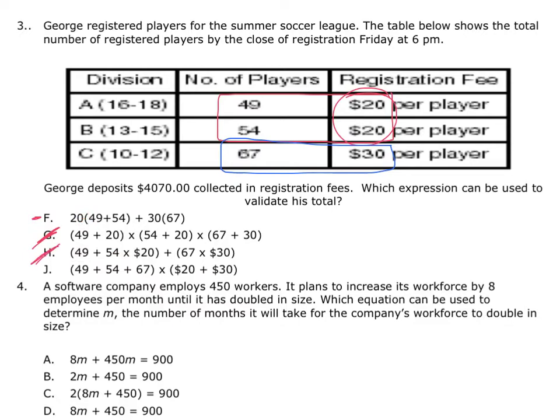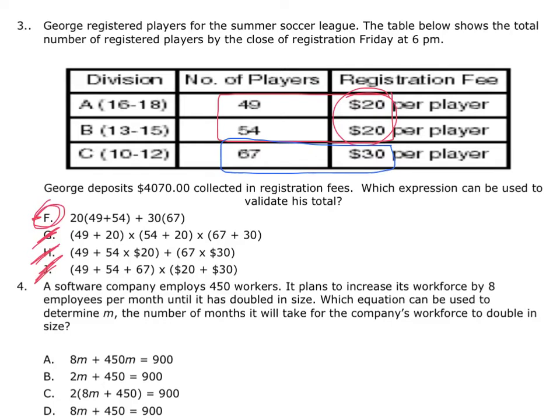And then J, they added all of the players up and then added the registration up and then multiplied that. That actually wouldn't work because that would basically be charging each player $50 to play. So that one is not a good choice. So that's a good answer, F.